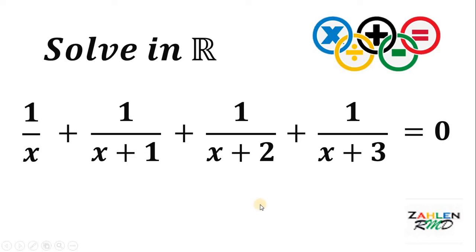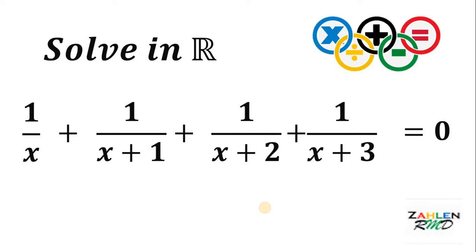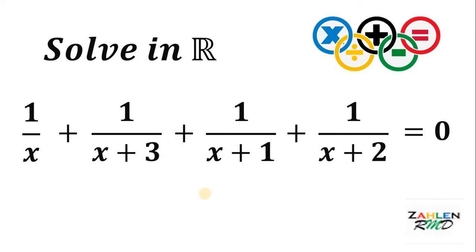And I hope you paused this video. Now let's answer this question together. First thing to do is to rearrange this equation a little bit, like this. So we have 1 over x plus 1 over x plus 3 and 1 over x plus 1 plus 1 over x plus 2. Why do we do that?